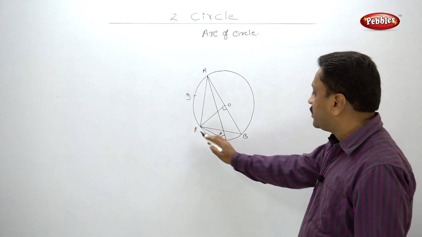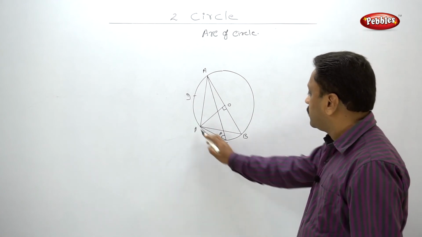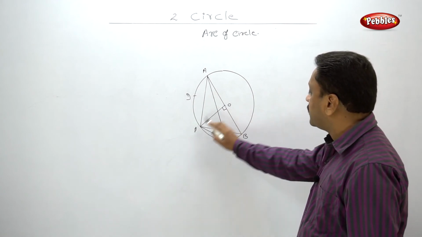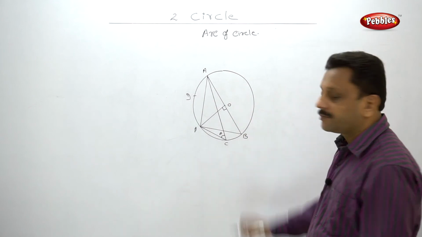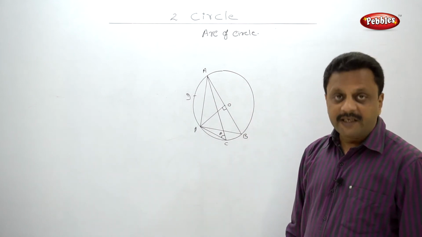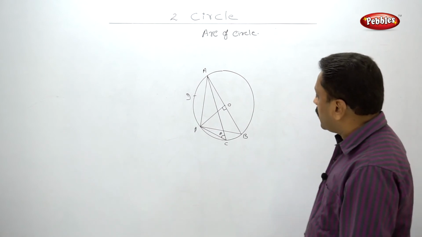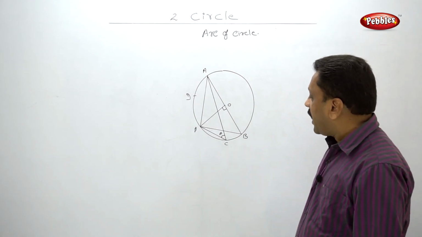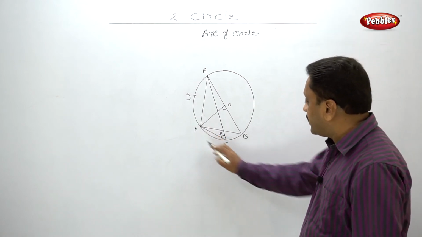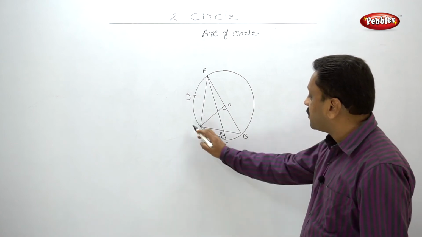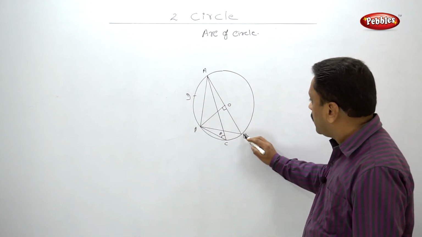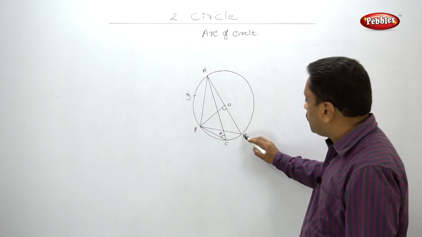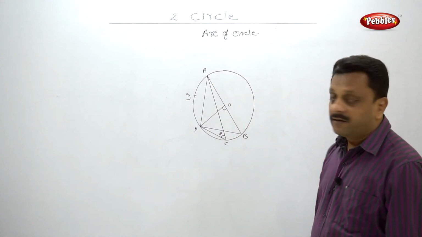Now in this case, this is an arc and this is a central angle subtended by this, 90 degrees. Correct? Now just check which angle is subtending this arc. This arc is subtending which other angle? Angle PAB is also subtending the same arc.